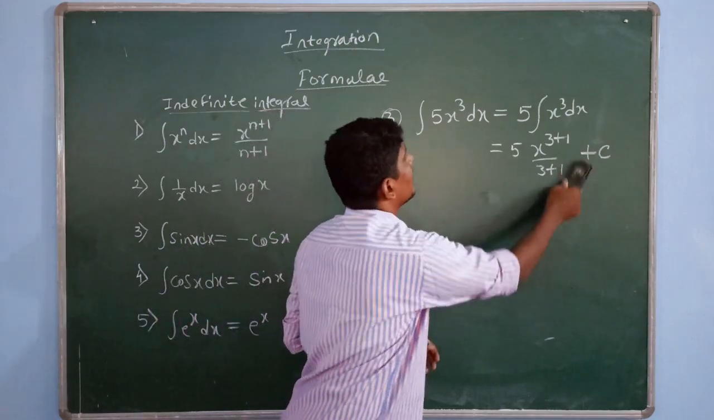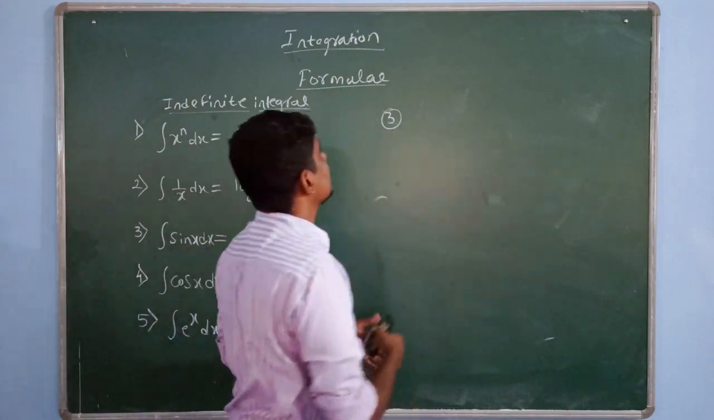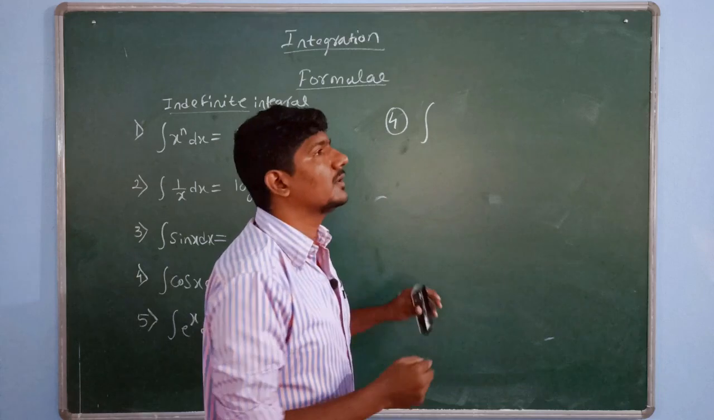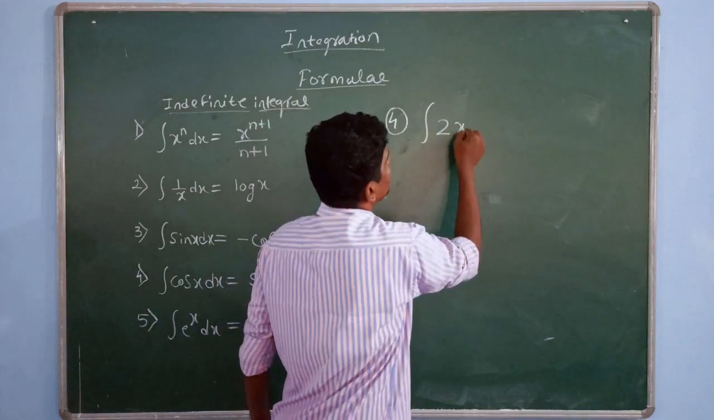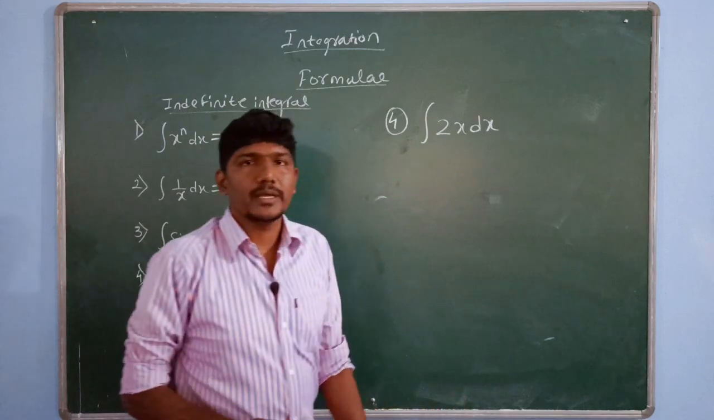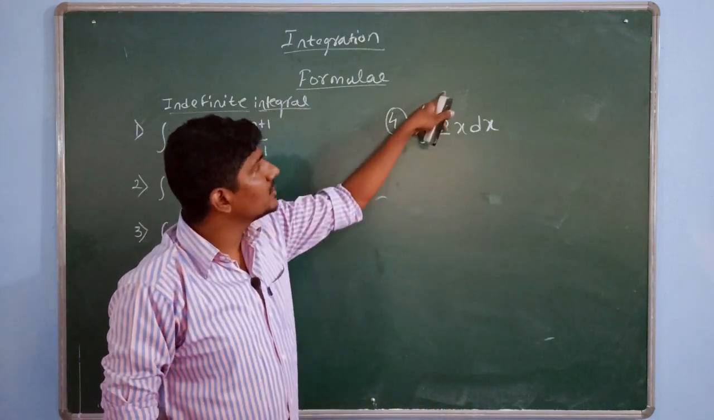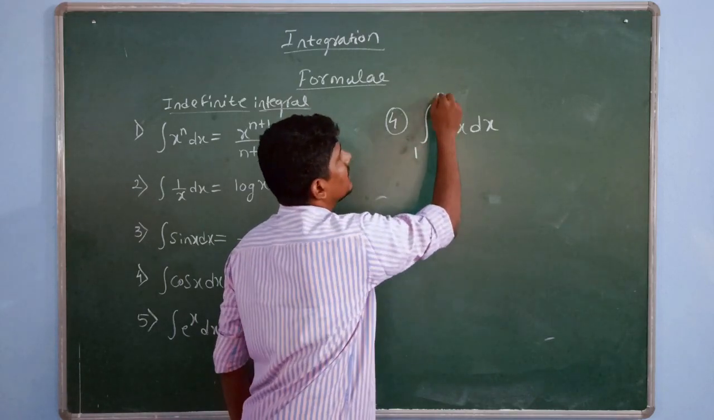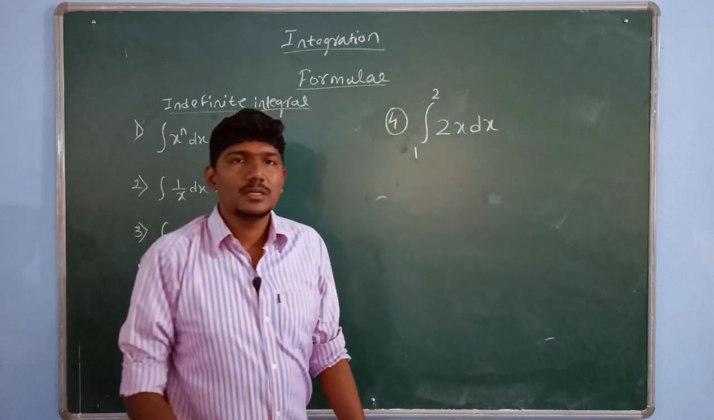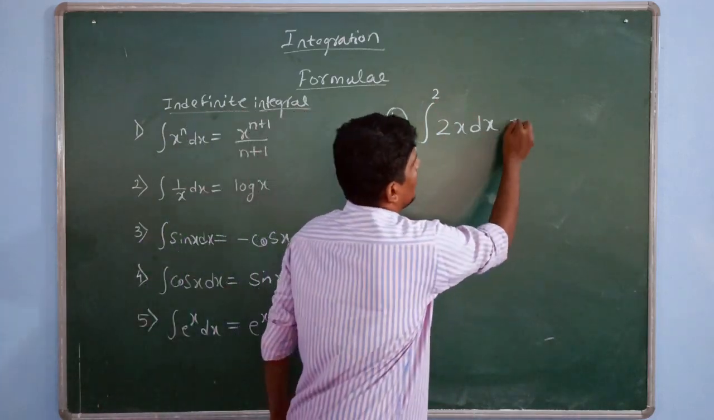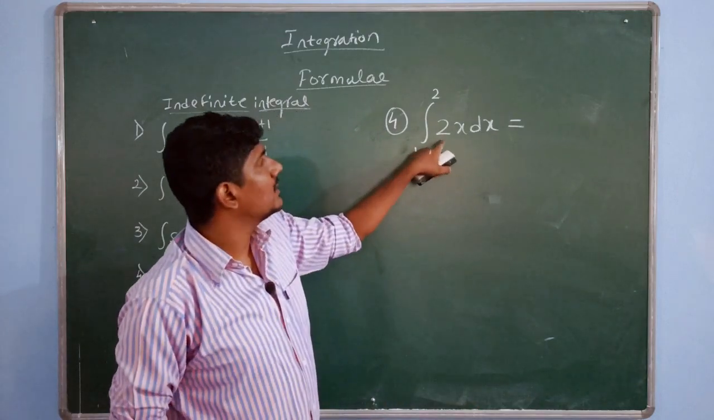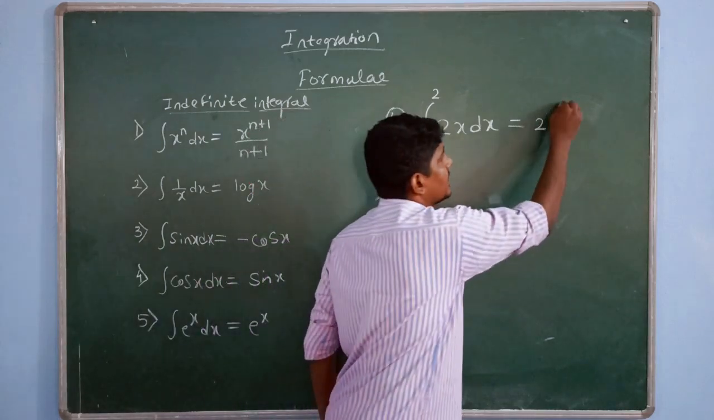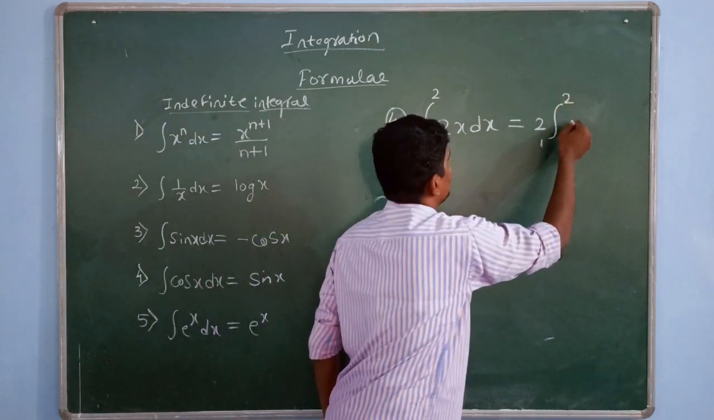Now we will take one more, last, simple example. Fourth example is integration of 2x dx, but using limits. Instead of a, I will write 1. Instead of b, I will write 2. This is one simple example. Let's try. As we know, take 2 outside because it is constant, just as we have seen. Then write the limits as they are, 1 to 2, x dx.